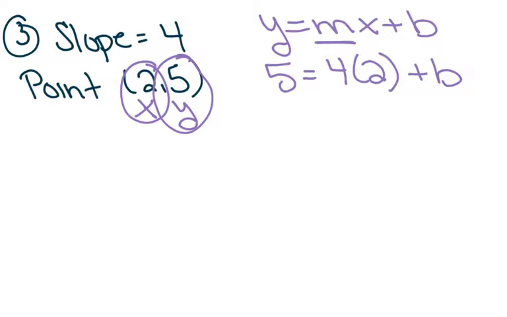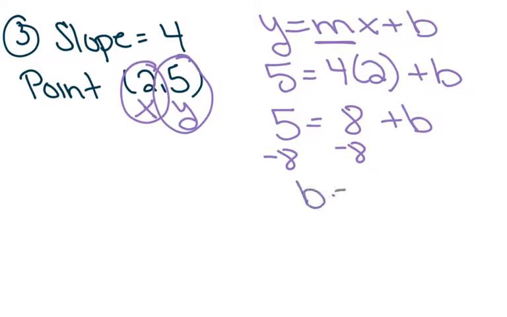So I'm going to solve this and figure out what b is. So 8 is what I get here, 4 times 2 is 8, plus b. I need to get b by itself, so I'm going to minus 8. Minus 8, that gives me b equals -3.